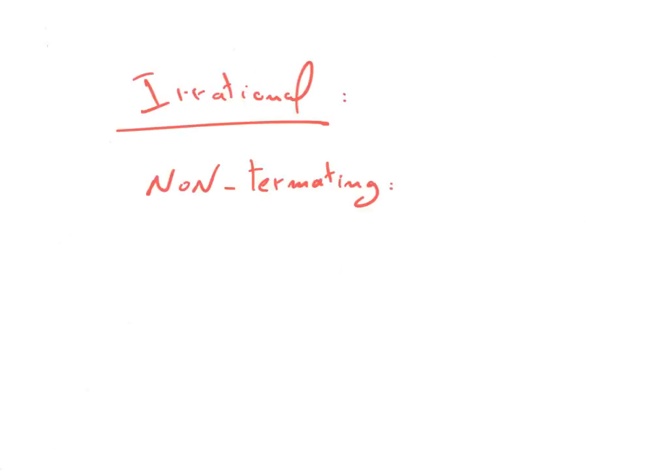The last thing I want to talk about is irrational numbers. An irrational number is a number that cannot be expressed as a fraction of integers. And one characteristic of irrational numbers is that they are non-terminating.